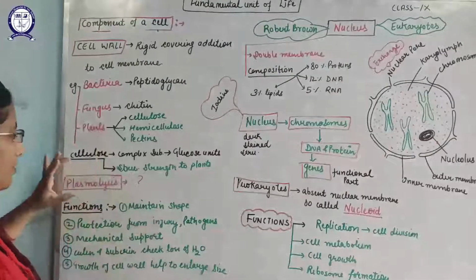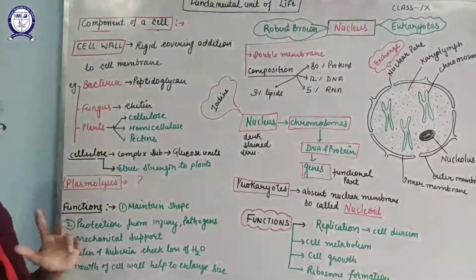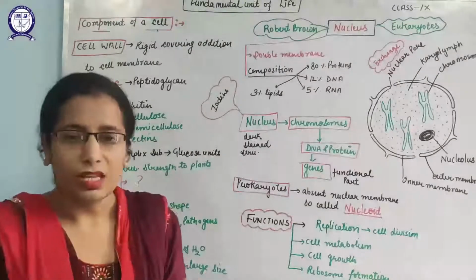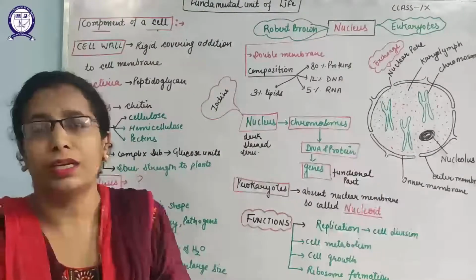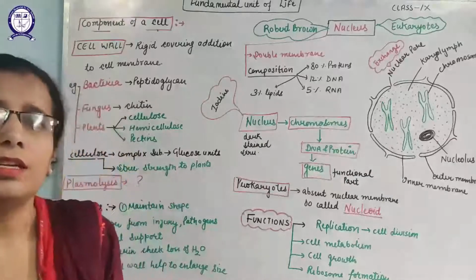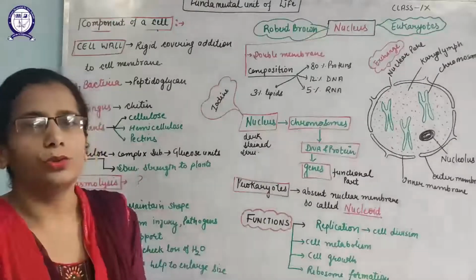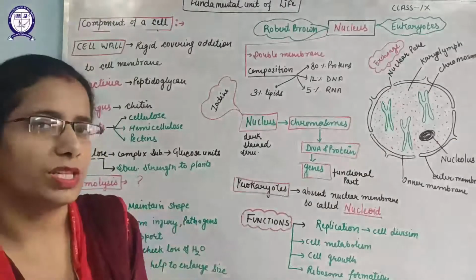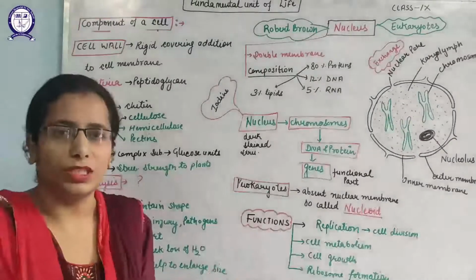So the cell wall mainly plays a role in plasmolysis. Then what is plasmolysis? The shrinkage of the cell membrane and other components of the cell away from the cell wall due to loss of water by osmosis is known as plasmolysis.